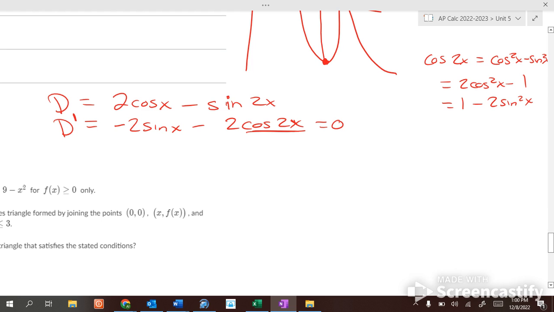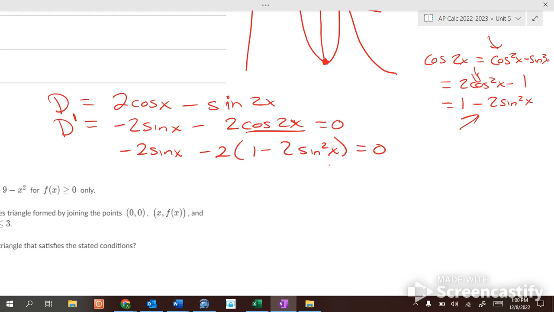Okay, which of these three would be most advantageous to use in this situation? The bottom one, because then we only have just sines. Then we basically only have one variable. So you set negative 2 sine of x minus 2 times 1 minus 2 sine squared of x equals 0. Do the distributive property. Negative 2 sine of x minus 2 plus 4 sine squared of x equals 0.